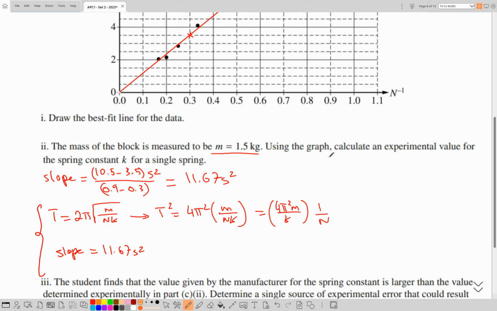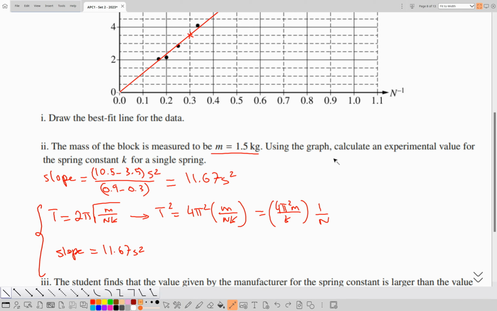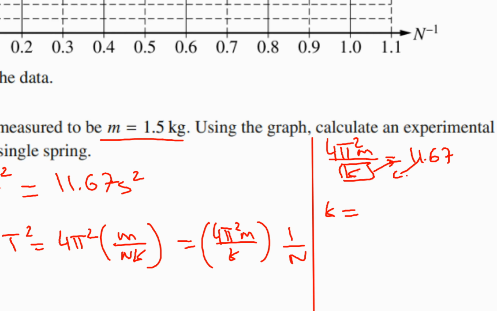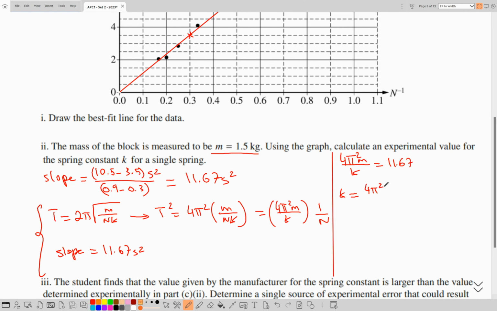So let me split my space. We have that 4 pi square m divided by k is given by 11.67. We can ignore the units because we already know that the unit of k is newtons per meter. If we isolate k, we take this up and this down, that would be 4 pi square. The value of m is 1.5, divided by 11.67, which means the experimental value of k is 5.07 newtons per meter.